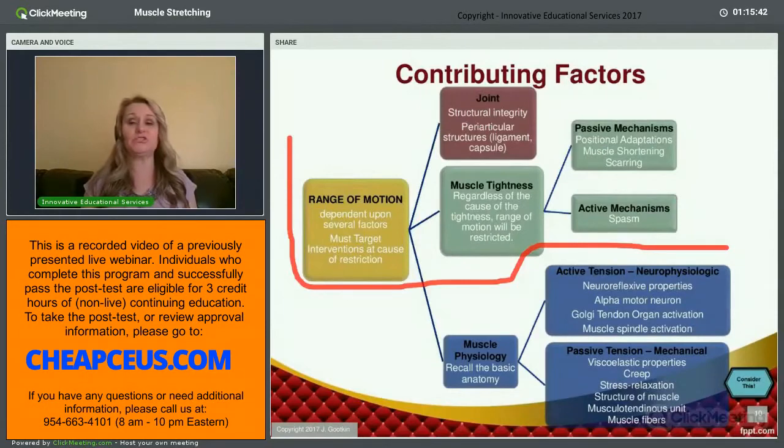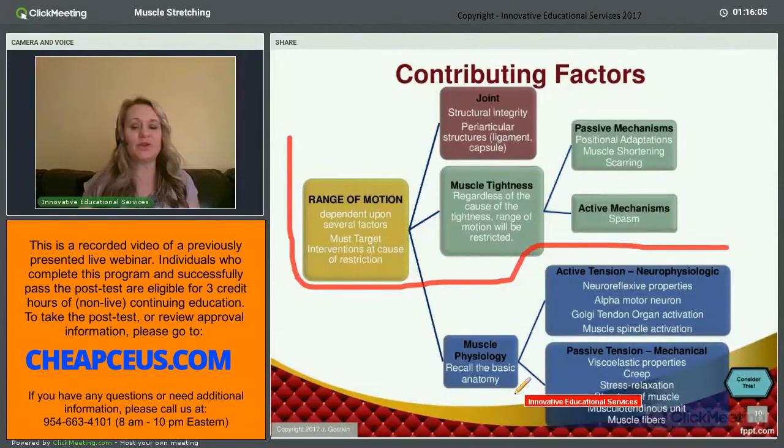So let's say your patient has significant shortening of the muscle, that it's actually adhered down. Maybe there's scarring because of an injury and there are adhesions in that muscle. Or they have a muscle spasm that's not allowing the muscle to lengthen. That's going to be related to our muscle tightness.